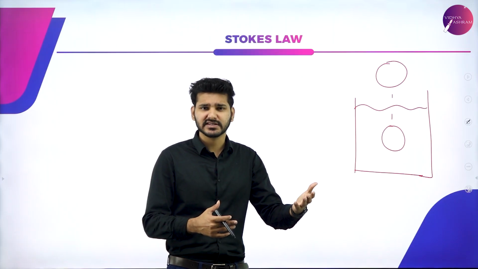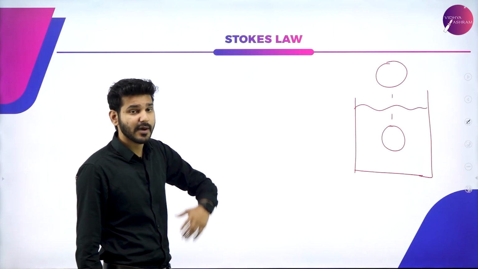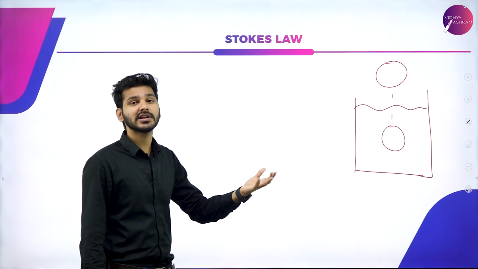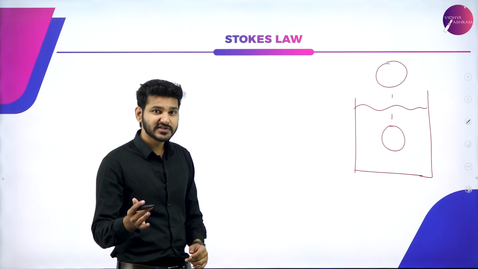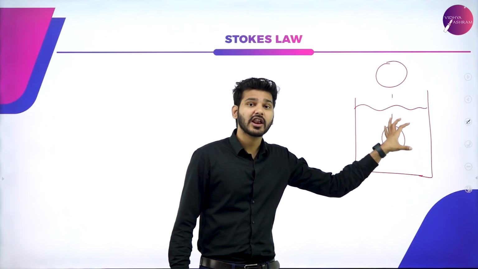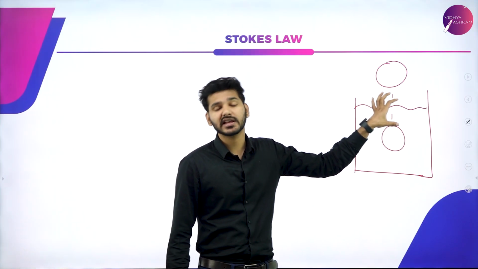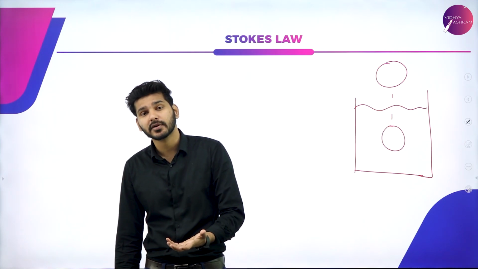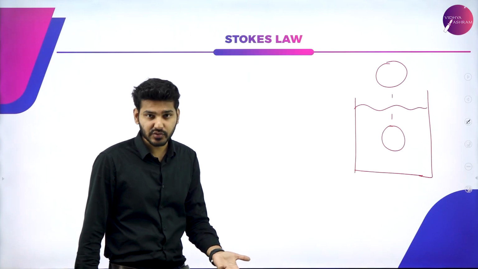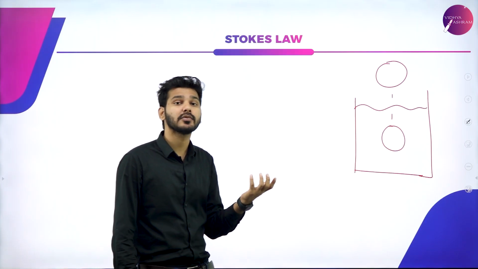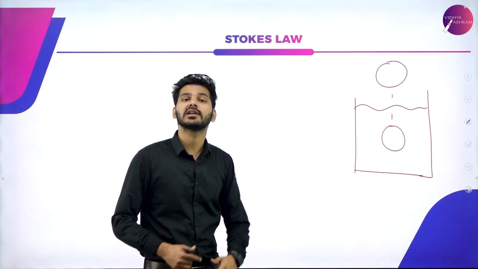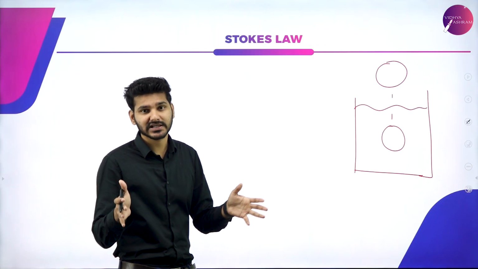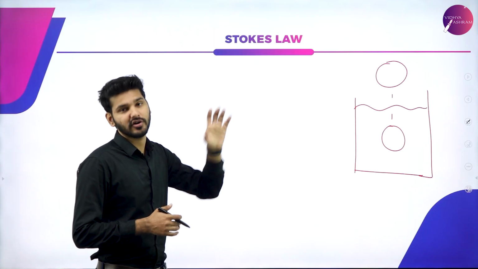So for example, we can say that in this particular case, a metal sphere is dropped inside a beaker which is containing fluid. So what is happening to that particular fluid? It was observed that the velocity of this particular spherical ball, that is the velocity at which it is moving through the fluid, is directly proportional to its viscous force, and it is also directly proportional to the radius of that particular sphere. So how is that particular thing related mathematically? That is what is Stokes' law.